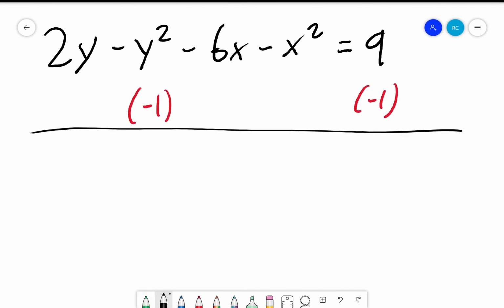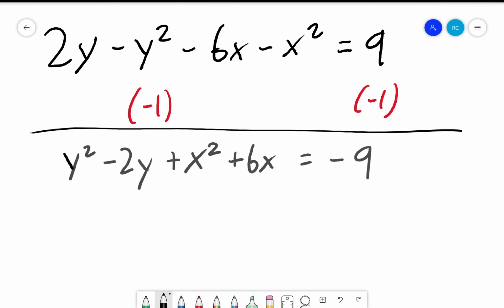Now remember, when I multiply both sides of this equation, since all of these things on the left are being added and subtracted, I'm going to distribute that -1, and I'll go ahead and get all of the terms in an order that I like as well. So I multiplied everything by -1, and I put it in the order y squared minus 2y, because that positive 2y was multiplied by -1, plus x squared plus 6x equals -9.